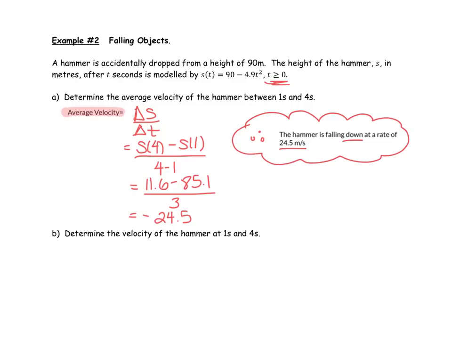So I know if I'm looking for v at t, so the velocity at 1 second, that this is equal to the derivative of s, and I know the derivative of s is equal to negative 9.8 t. And so then if I'm looking for v at 1, I'm just going to sub in 1 for t, and that gives me negative 9.8. So my conclusion is, therefore, the velocity of the hammer at 1 second is 9.8 meters per second downwards.